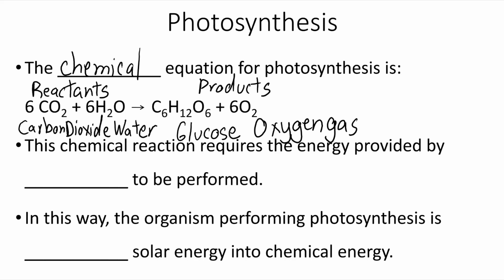Now, in this course, you aren't expected to recognize and memorize chemical equations. These are more just presented as examples right now. But one thing I want you to realize is that in a chemical reaction, the atoms that are present are not changed. They're just simply reorganized, rearranged into different molecules between the reactants and the products. And so you'll end up with just as many carbon, hydrogen, and oxygen atoms before and after the chemical reaction. So this chemical reaction requires the energy provided by sunlight to be performed.